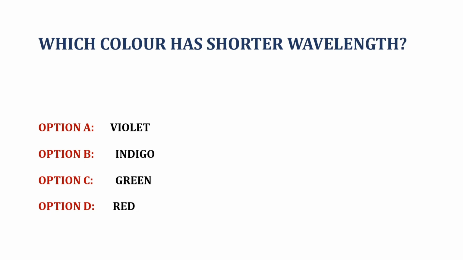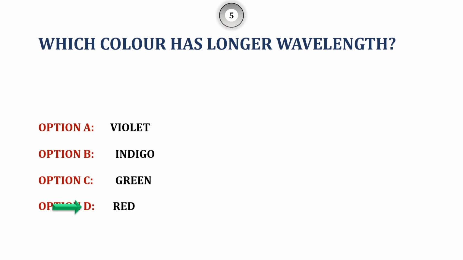Which color has shorter wavelength? Option A, violet. Which color has longer wavelength? Option D, red.